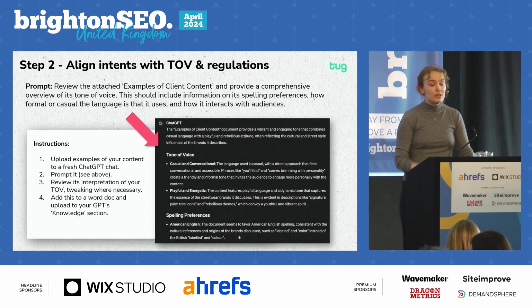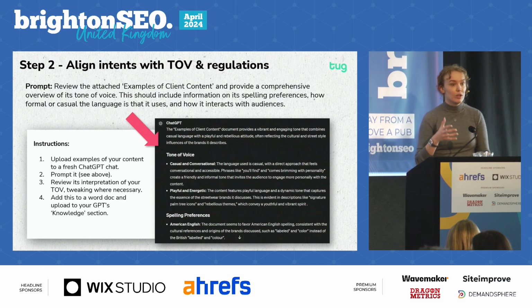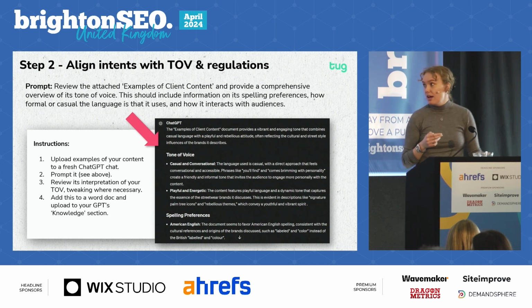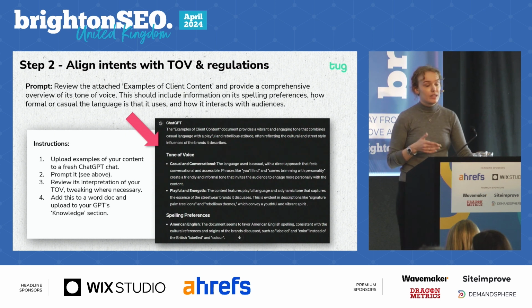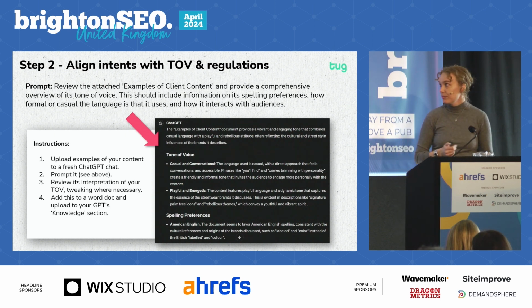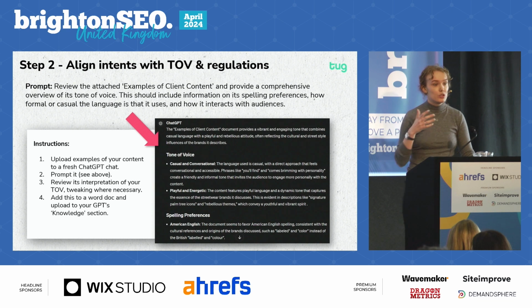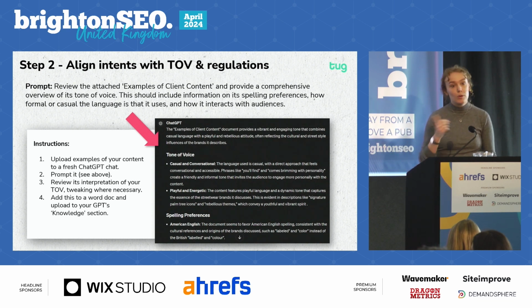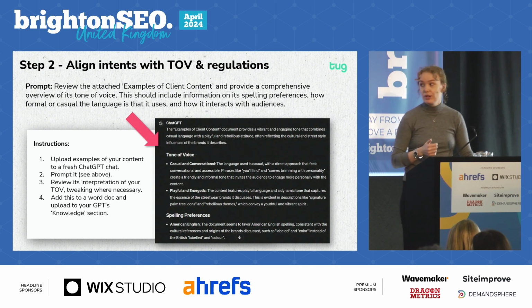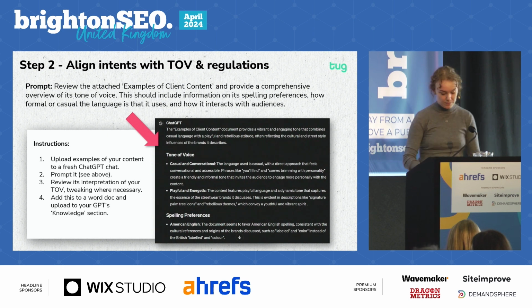What it should do is provide its own interpretation of what it thinks your tone of voice is, pulling on your examples of client content and what you've prompted it with. You can then review its interpretation, tweak it where you think is necessary, pop it into a Word doc, and then upload this to the knowledge section of your custom GPT.